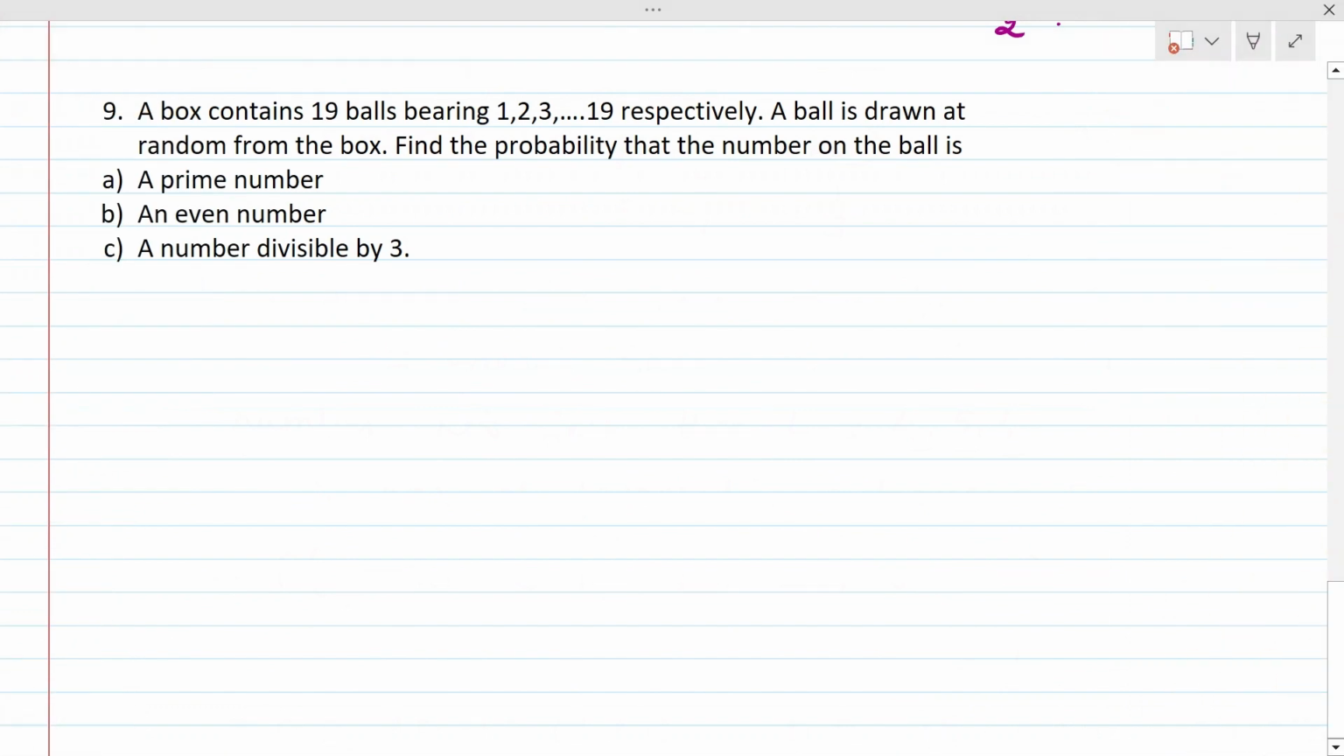The ninth problem is a box contains 19 balls bearing 1, 2, 3 till 19 numbers respectively. A ball is drawn at random from the box. Find the probability that the number on the ball is prime number, even number, number divisible by 3, all that. Okay. So now the first thing in this, you know very well, we have to find out total number of all possible outcomes. So total number of balls. How many balls are there? We have 19 balls.